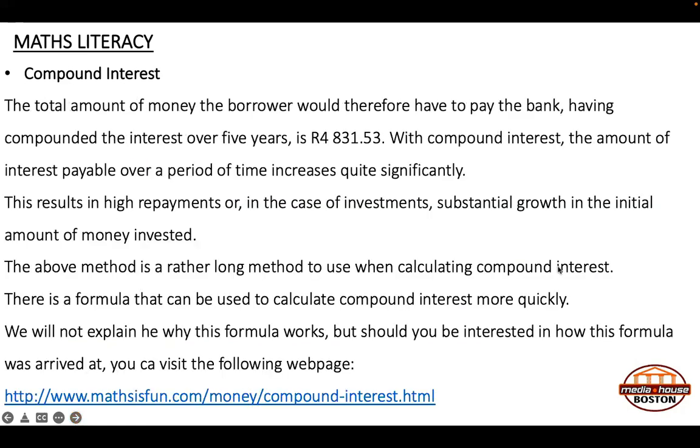So the total amount of money the borrower would therefore have to pay the bank, having compounded the interest over 5 years, is 4,831. With compound interest, the amount of interest payable over a period of time increases quite significantly. This results in high payments, or in the case of investment, substantial growth in the initial amount of money invested.